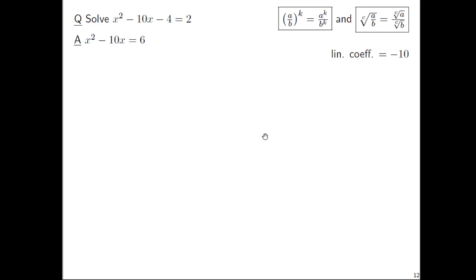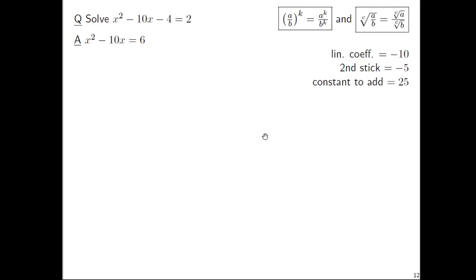Now the linear coefficient, the number just in front of x, is negative 10. It's a little strange that that number is negative, but let's just roll with it and see what happens. Half that number is the second stick, so in this case, the second stick is negative 5. Now, if you square the number negative 5, that's negative 5 times negative 5. That'll be positive 25.